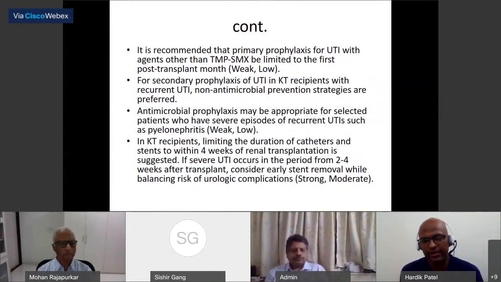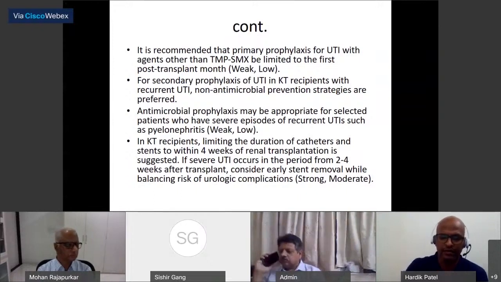Another important thing is to minimize catheter days as well as indwelling stent days. That will significantly reduce UTI episodes. But whenever we think of early stent removal, we should also keep in mind the increasing risk of urological complications. As far as the studies are concerned, up to 2 weeks there is no significant increase in risk of infection. Beyond 2 weeks, the risk keeps on increasing. So up to 2 weeks there is hardly any difference whether we remove it early or not.